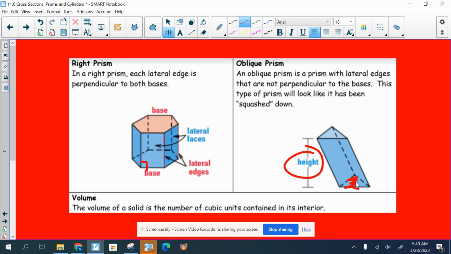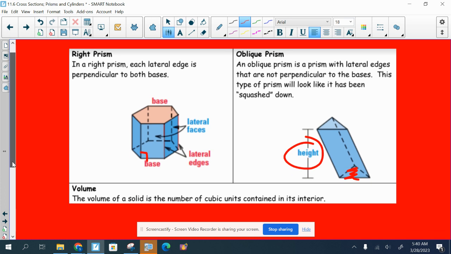I can't tell if the rectangle is on the bottom or if the triangle is on the bottom, but that doesn't matter because the base is still the part that has two bases parallel to each other. So these are the bases. Even if this rectangle here that's shaded is what it's sitting on, I can't really tell, but the triangles are still the bases.